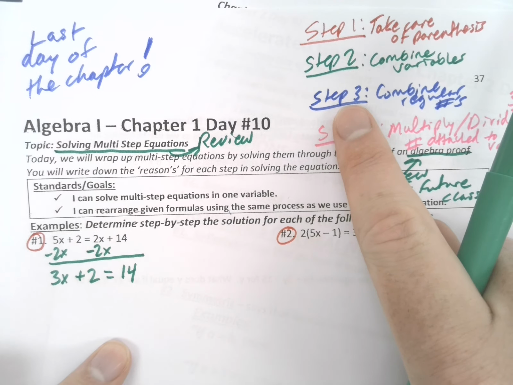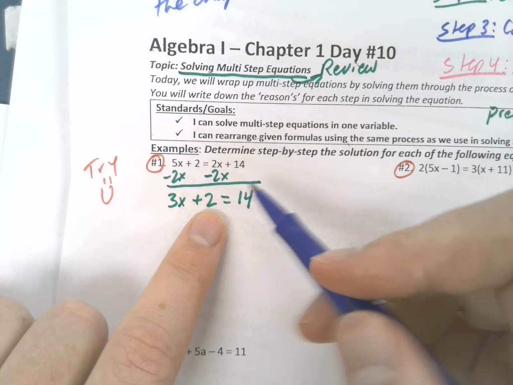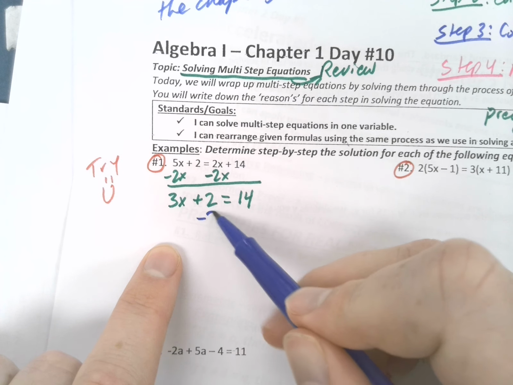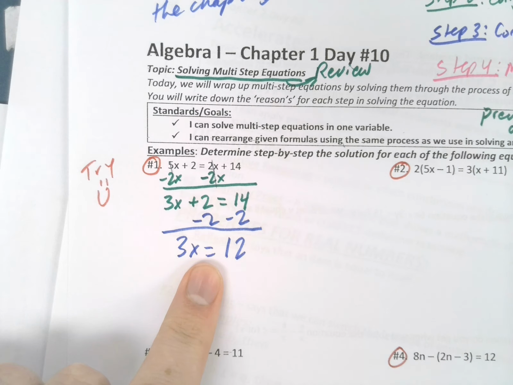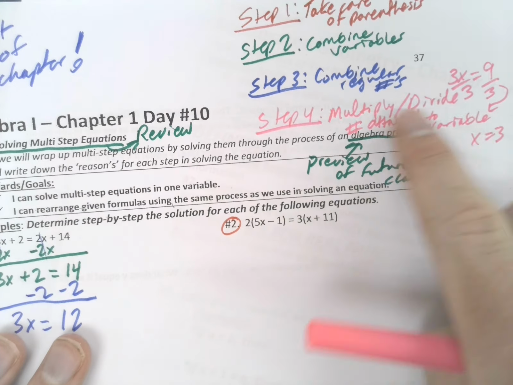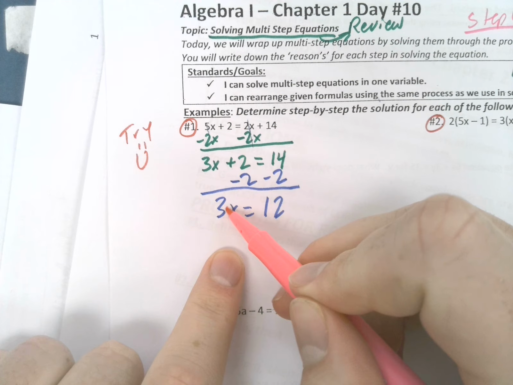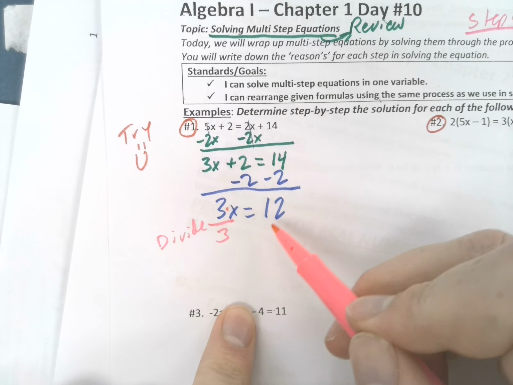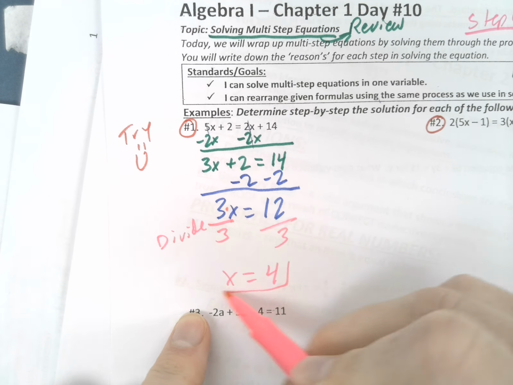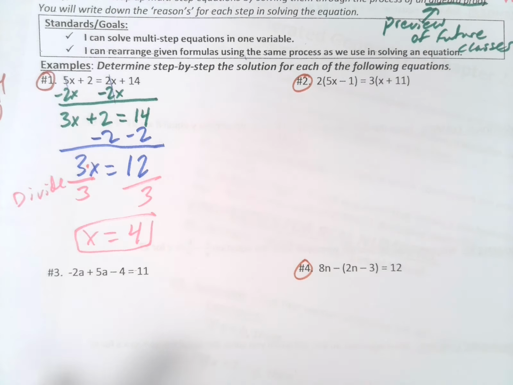So now step 3, combine regular numbers. We got a 2 and a 14 there, equal sign in between them. So if x is here, we need to move everything away from x. So subtract 2. 3x equals 12. And then last step, multiply or divide whatever number is attached. So 3x equals 12. We got a 3 here being multiplied. So we need to divide by 3. And x equals 4. And so now, guys, I will let you try numbers 2 and 4.